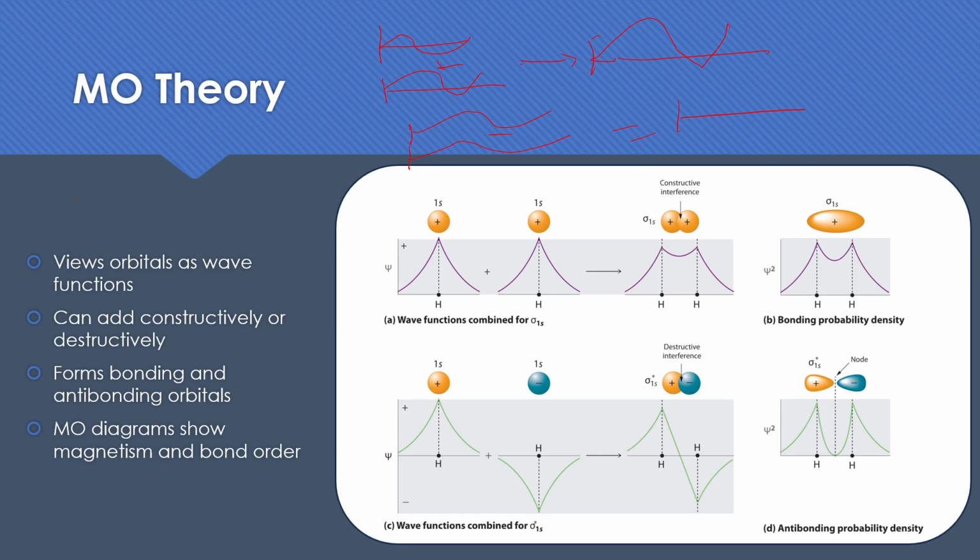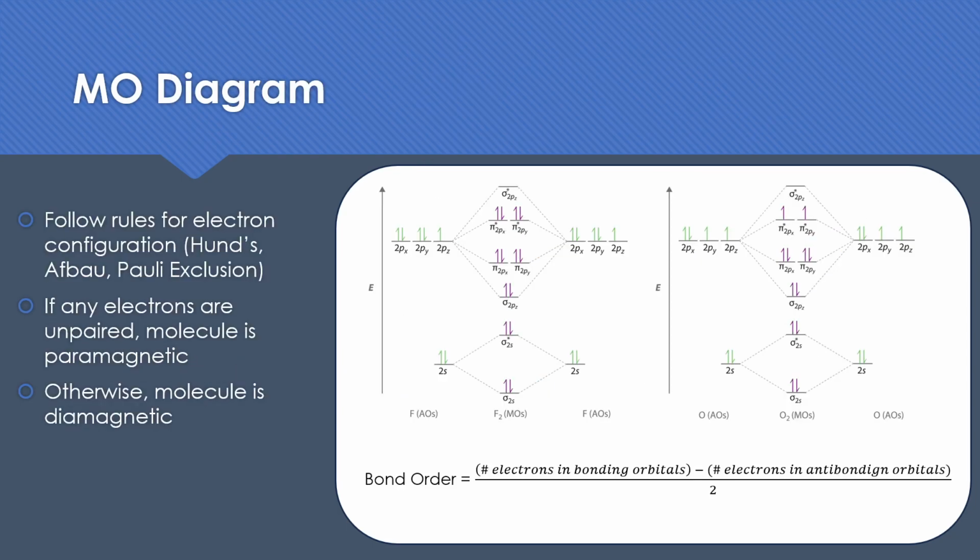What's nice about it is that it shows magnetism and bond order, which Lewis structures or VSEPR don't show you. So it gives you more information. The only problem is if you're not doing it for two atoms, diatoms, then it gets really complicated really fast. So it's really only practically useful for two atoms together. Let's look at how it works.